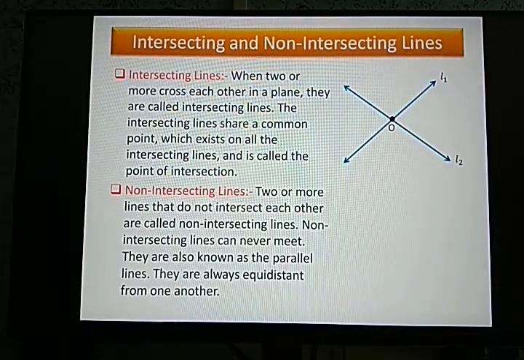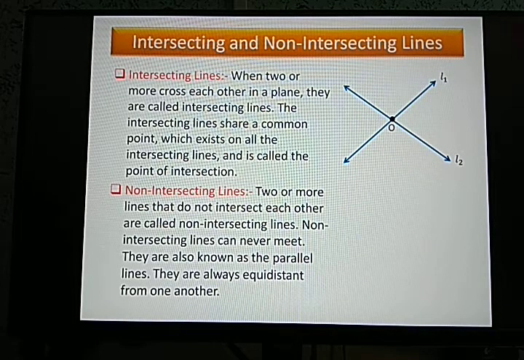Next is non-intersecting lines. Two or more lines that do not intersect each other are called non-intersecting lines. They have another name as well. They are also sometimes called parallel lines. And why are they called parallel? Because they never meet each other anywhere. If we extend them till infinity also, they will never meet each other.